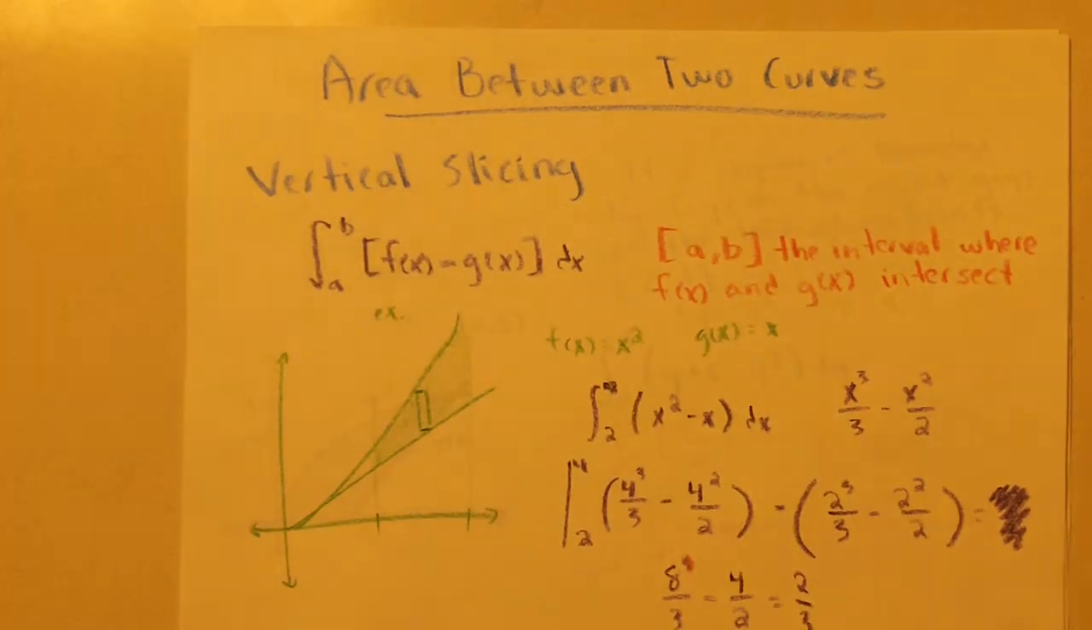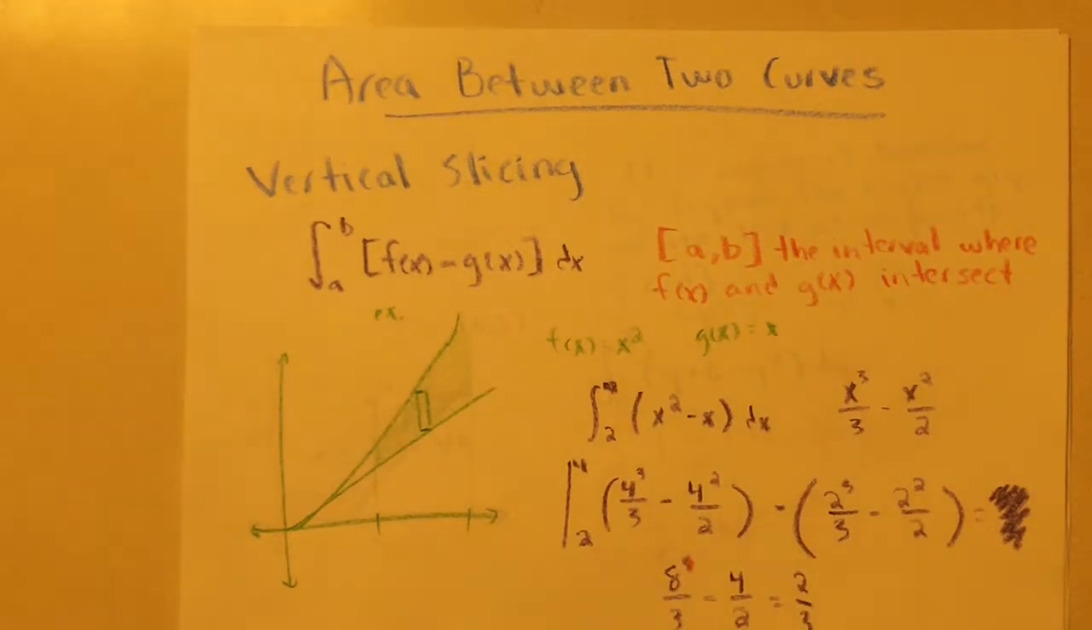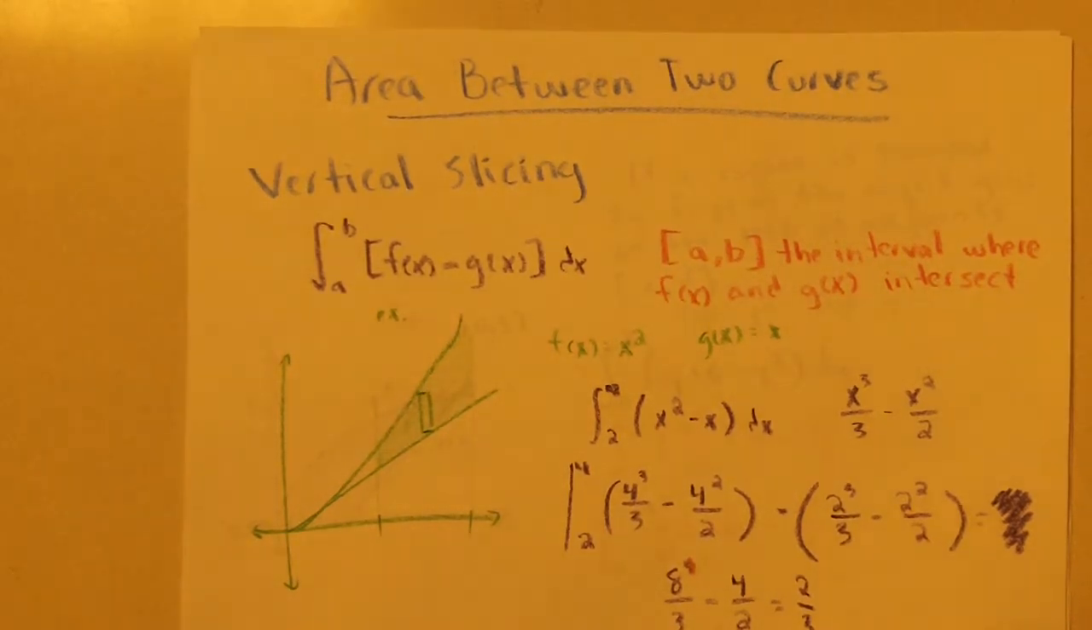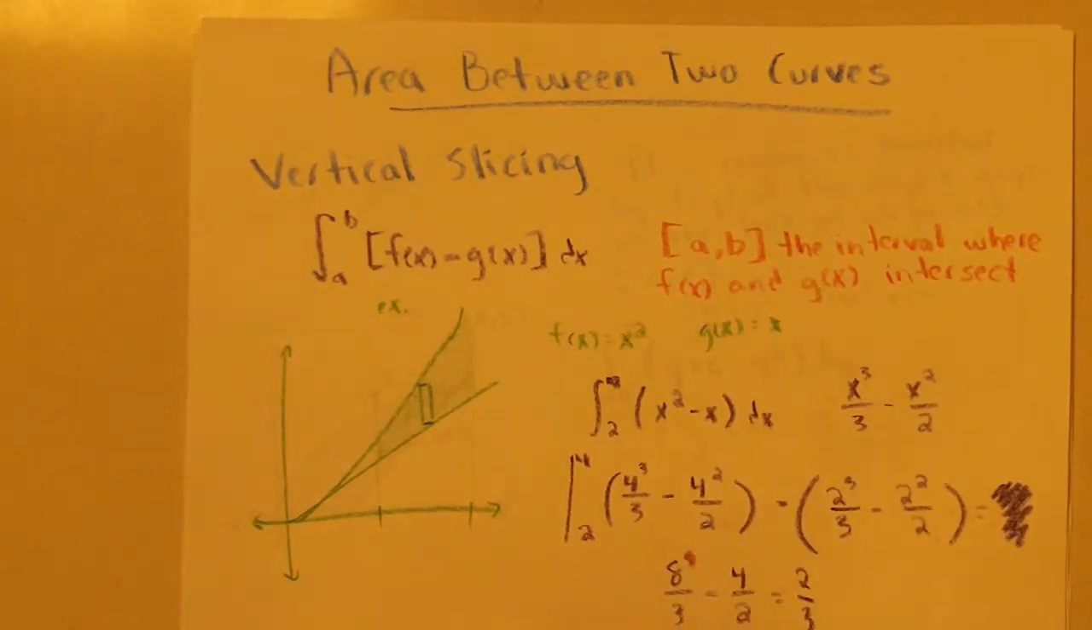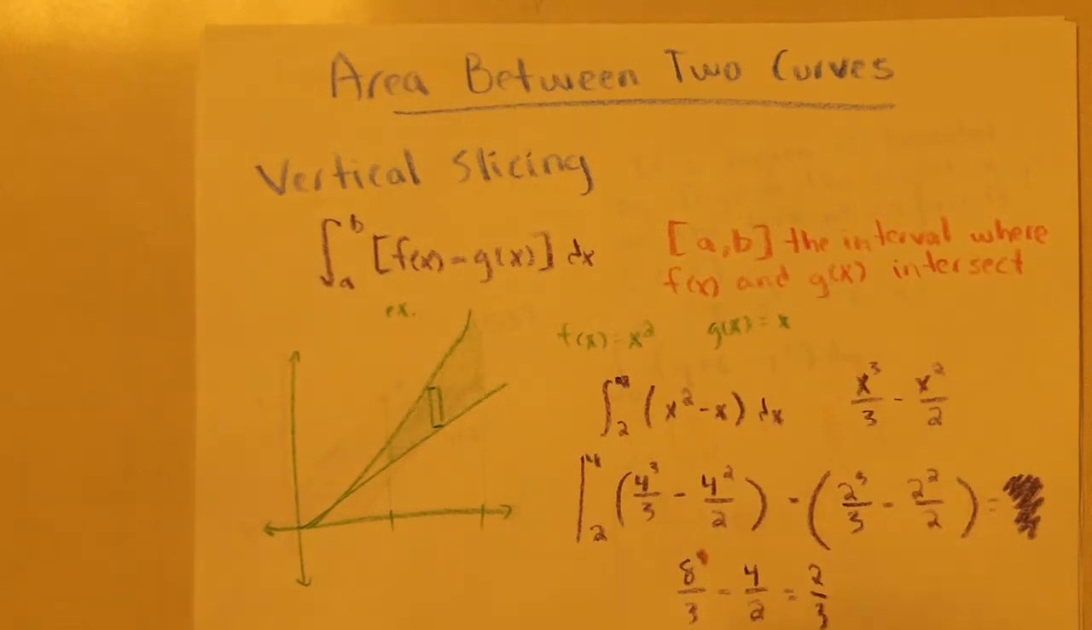One of the concepts in calculus is the area between two curves. Vertical slicing is one of the two that fall under it. The generic equation for vertical slicing is the integral of f of x minus g of x dx, over the interval a to b where f of x and g of x intersect. That's a graph example of the two functions x squared and x.